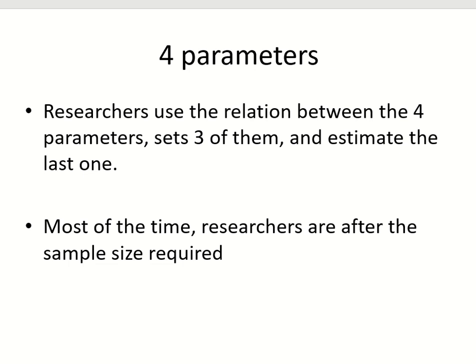We're not going to focus too much on alpha because alpha is usually set at 5% and it doesn't change. So what researchers do is, by figuring out the values of three of these four, they can determine the value of the last one. Okay, now of course, most of the time we're after sample size.